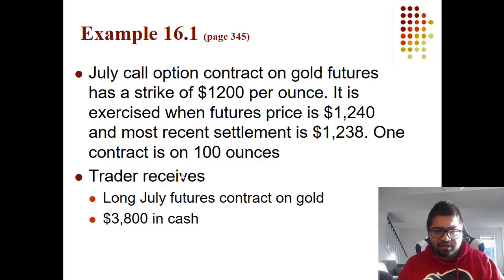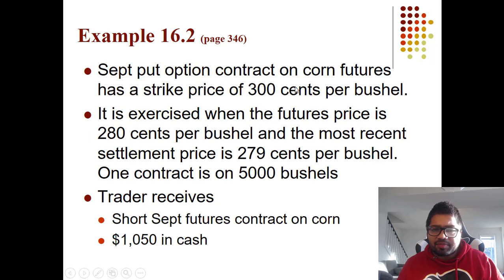So let's look at it for a put. A September put option contract on corn has a strike price of 300 per bushel. It is exercised when the future price is 280 cents per bushel and the most recent settlement price is 279. One contract is 5,000 bushels. So how to do that? It is strike price minus settlement price into 5,000.